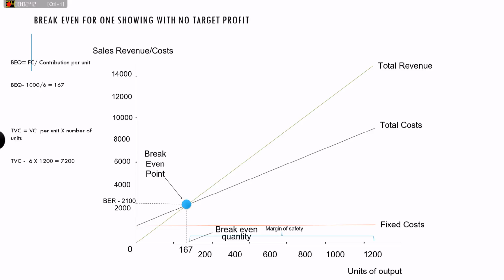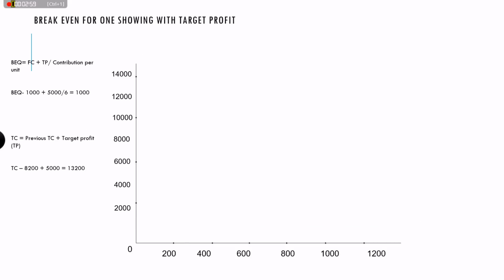And our total variable cost is the variable cost per unit times the number of units. As the variable cost per unit is 6 times the number of units, which is 1,200, we get 7,200 as our total variable cost. So the break-even for showing with target profit.